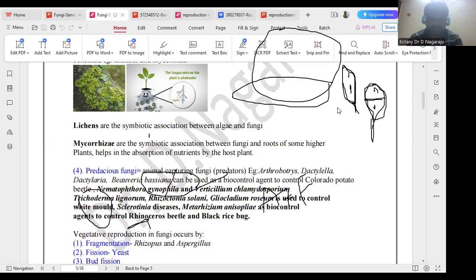The predaceous fungi, I already told you, include those that attack arthropods, and the nematocidal fungi, nematophagous. You see, predaceous fungi also exist, which grow on other animals as a predator.